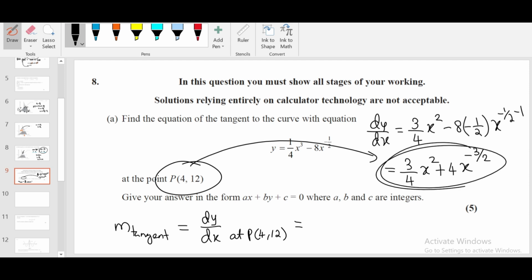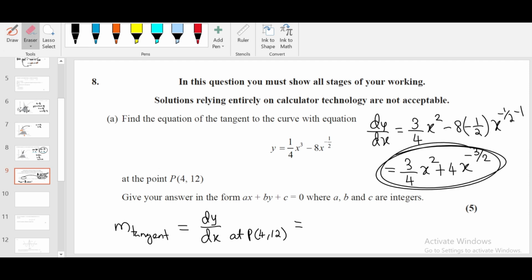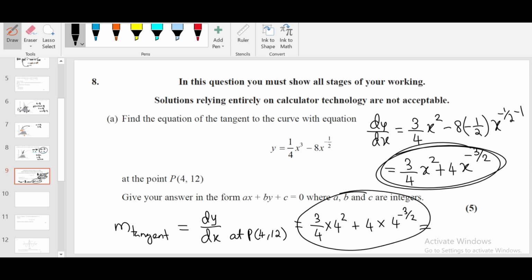So in this dy by dx, you sub in the point, replace x by 4. So 3 over 4 times 4 square, 4 times 4 power negative 3 over 2. If you type everything in your calculator and you happen to get a decimal number, don't do that. Do it term by term, because you need to get the exact value. So I put everything in my calculator. I got 25 over 2. Okay, I'm going to move on to the next slide.